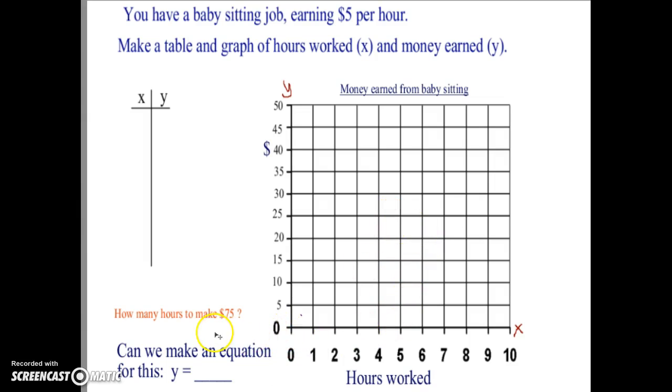You'll notice there's no negative numbers. Now, in this year, often we'll use negative numbers, but in a real-life situation, you may or may not use negative numbers. And I do have a little question here about how many hours would you have to work to make $75. And the other question is, can we make an equation for this? Y equals something with an X in it. Normally it's multiplying something with an X and then adding or subtracting something. See if you can figure that out.